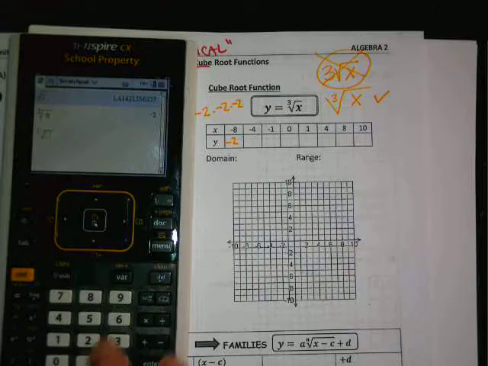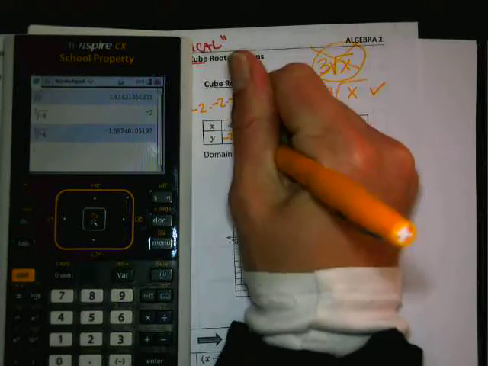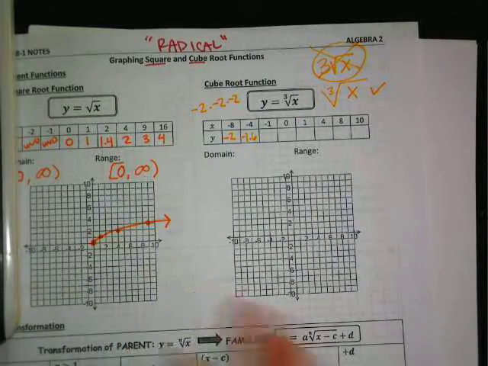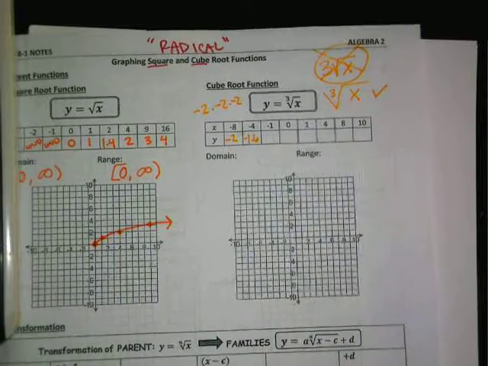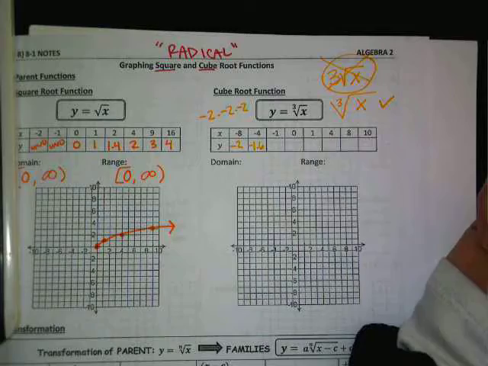All right, so cube root of -4 is going to be a decimal, about -1.6. What do you think the cube root of -1 is going to be? Negative 1. Yes.